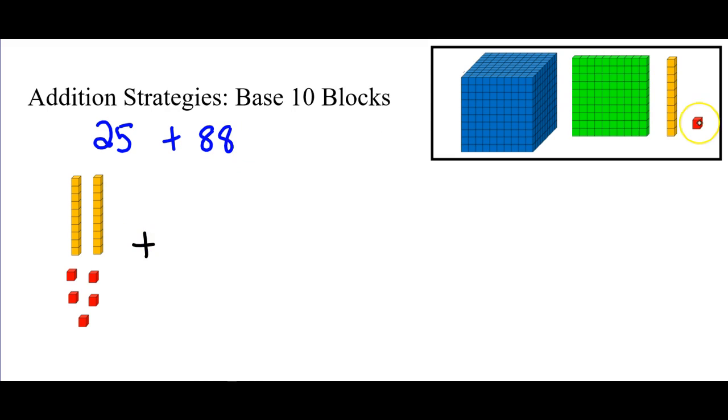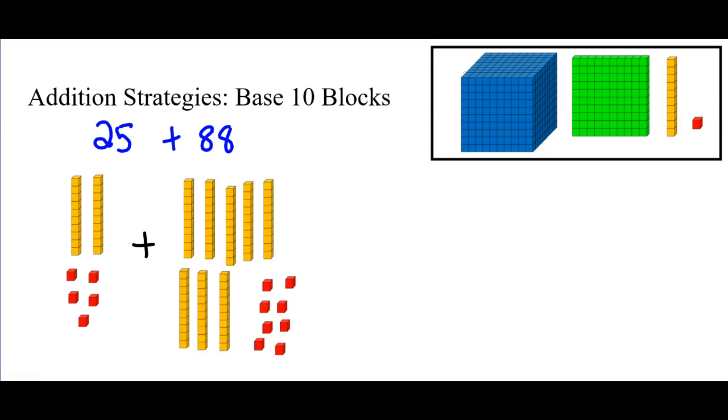And then I'm going to add to that 88, which is going to require 8 of these rods and 8 of the single units. I'm going to pause the video and do that to keep you from having to be watching me drag all that. There we go. And so I've got 8 of these rods and 8 of these single units. That's 88. And so now I'm going to add these together.